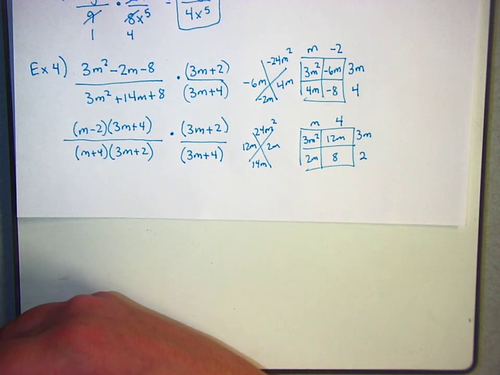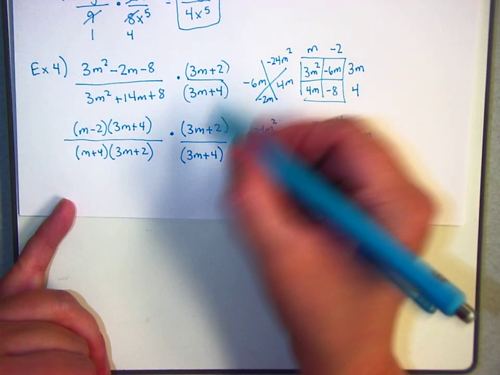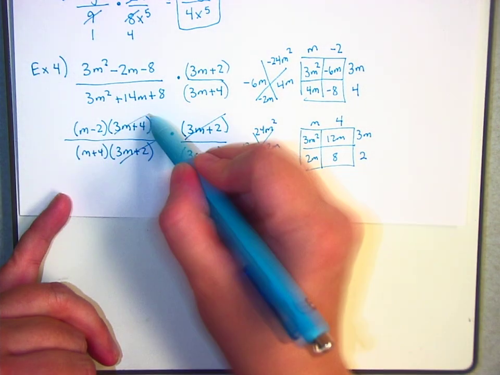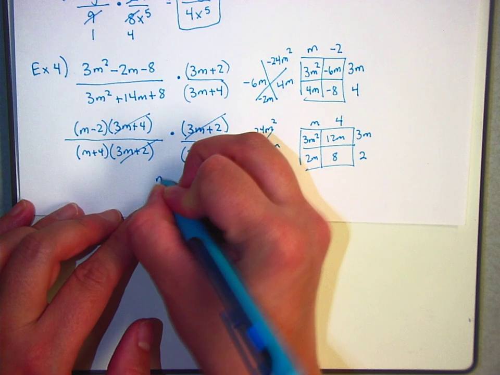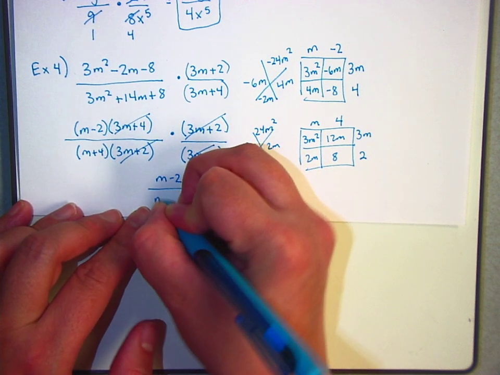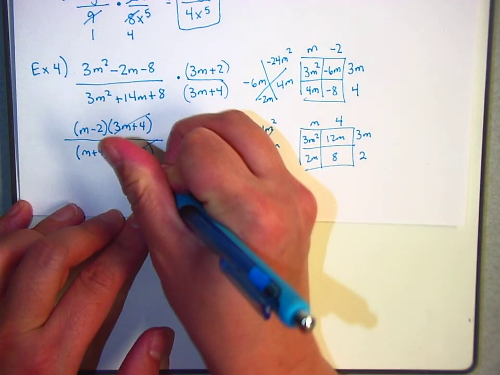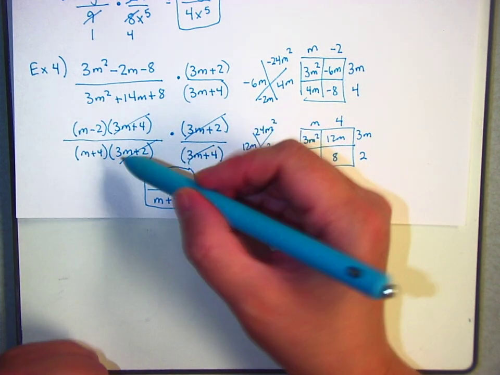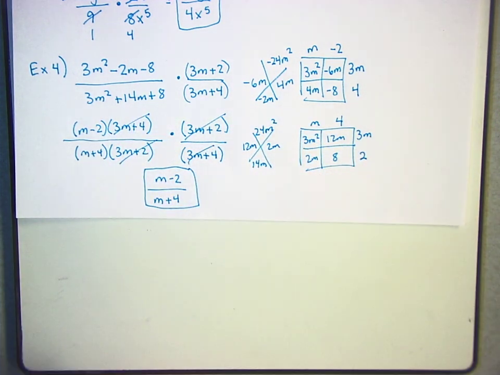Okay, now I start reducing the best I can. So I know that those two cancel each other out. These two cancel each other out, and I am left with m minus 2 over m plus 4. You can put those in parentheses or not. Remember, they're locked together with those minuses and pluses, so you can only take out factors at a time when you're canceling.